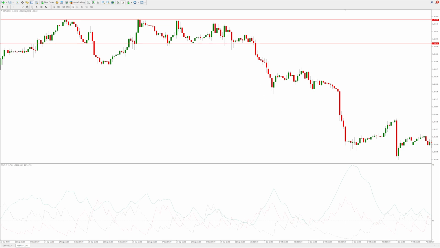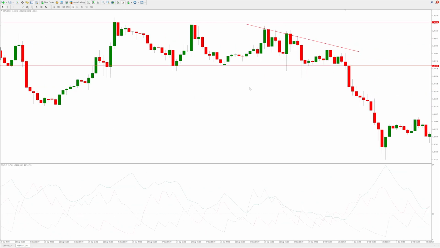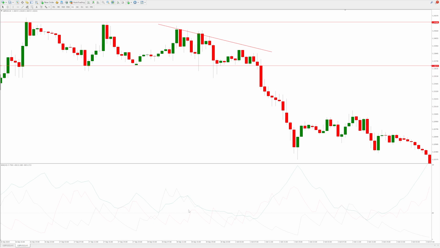We can also draw our trend line. We see that the market is making lower highs here. So following on from the price rejecting this resistance level here, here, here, and here, we're going to wait for the market to stop falling as it does. And then this is where the ADX indicator is going to come into play.